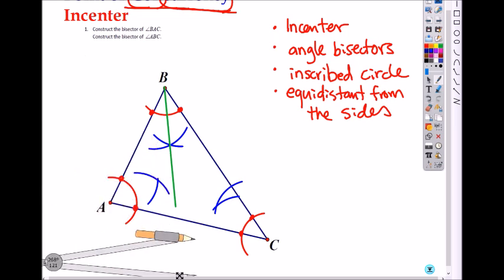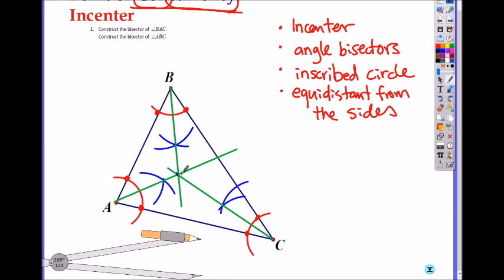And then what do you do? Connect the vertex to its intersection. Connect the vertex to its intersection. And you see how they meet at one point? It has to meet at the same point. If it doesn't, then probably you constructed the angle bisectors wrong. So that point is called incenter.